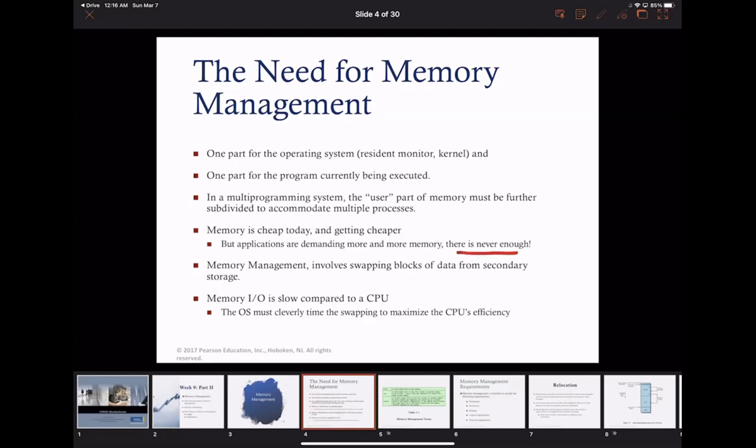Memory management would involve swapping blocks of data from secondary storage to the main memory and vice versa. Memory input output operations are considered slow compared to a CPU operation, and the operating system must clearly identify or divide the time of the swapping processes to maximize the CPU efficiency.